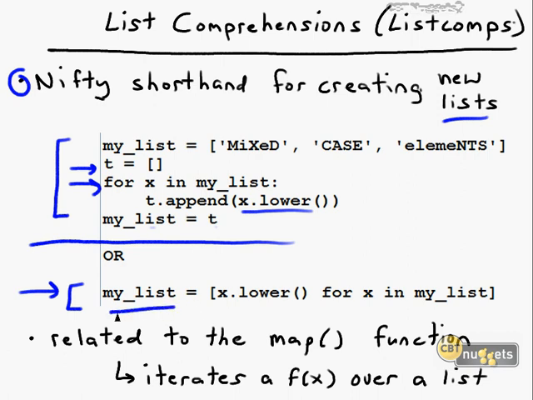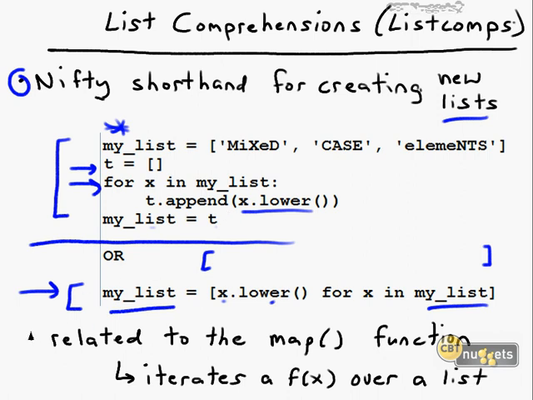Here we're saying myList is, we're redefining the name. And then instead of the braces that we saw with a set comprehension, we use square brackets. x.lower() for x in myList, which still exists up here. I mean, you can't beat that.